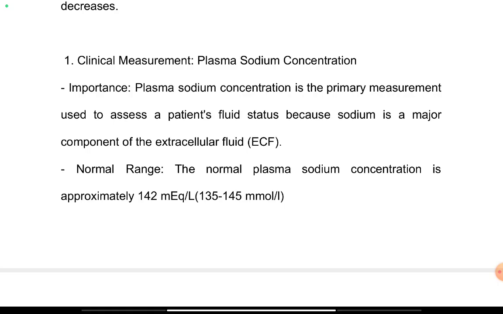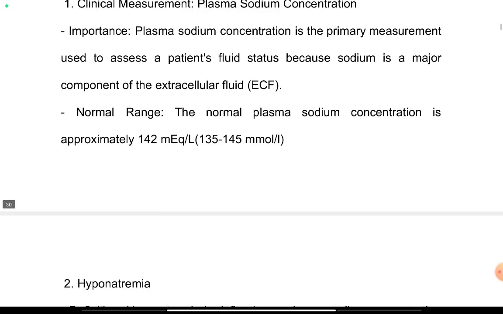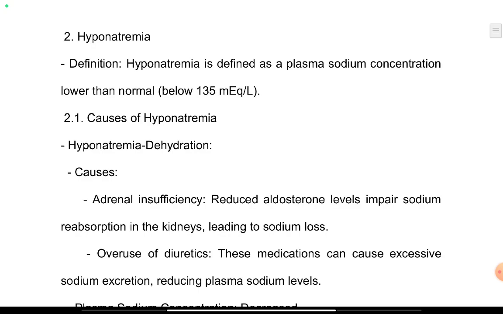So that's why I need you to know the normal value of sodium. The normal value of sodium is around 135 to 145 millimole per liter. That's the normal measurement. Just know that all these things have clinical implications. Anything higher than 145, or higher than 150 according to some texts, is termed hypernatremia, while anything less than 135 is termed hyponatremia, just as you are seeing on your screen.